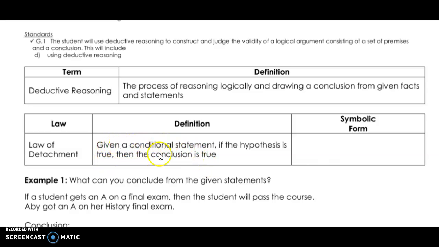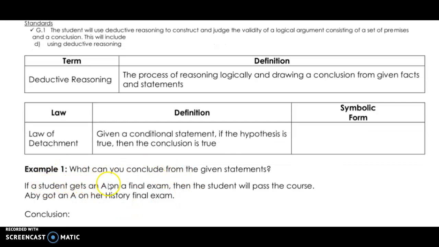What this means is if we're given a conditional statement and we're given a second statement that confirms the premise, also known as the hypothesis, or the first part of the statement, is true, then we conclude that the conclusion will also be true. So if we have this example: if a student gets an A on a final exam, then the student will pass the course. And we know that Abby got an A on her history final exam, then we can conclude, therefore, that Abby will pass the history course.